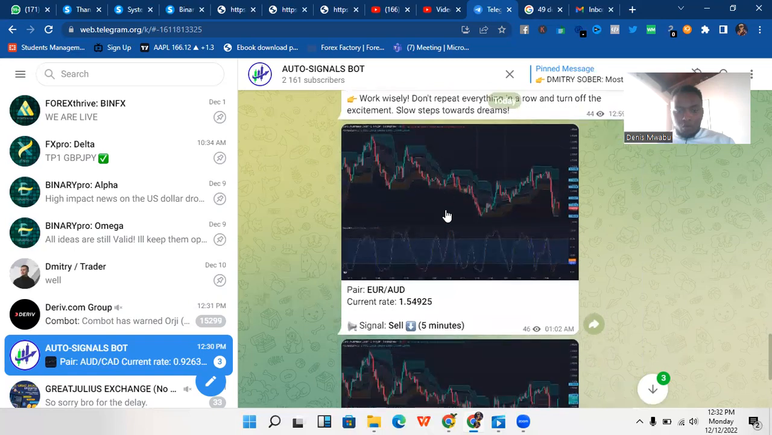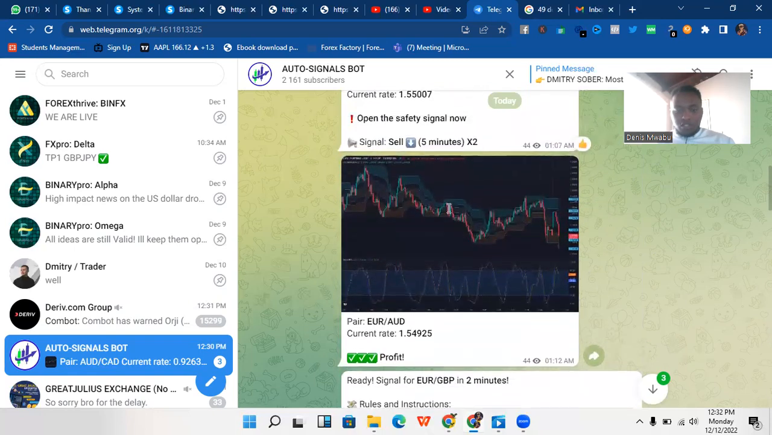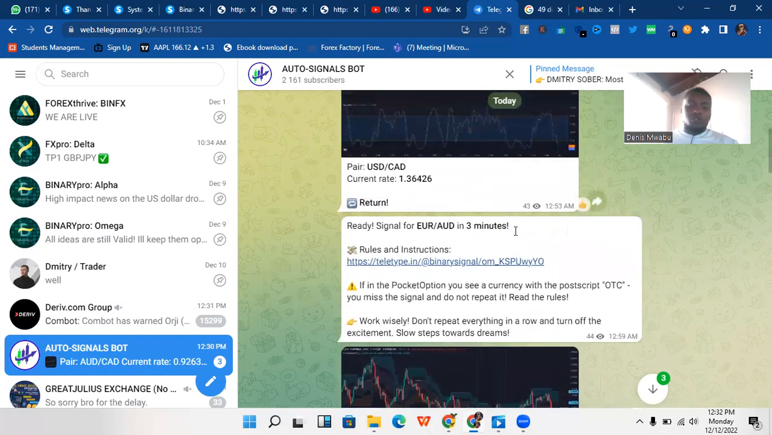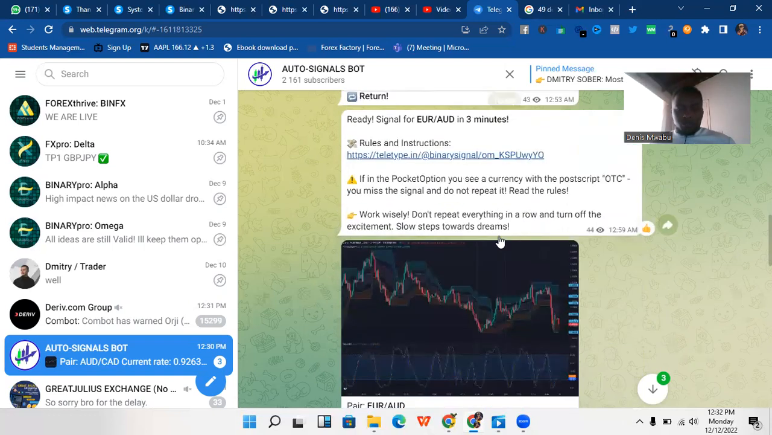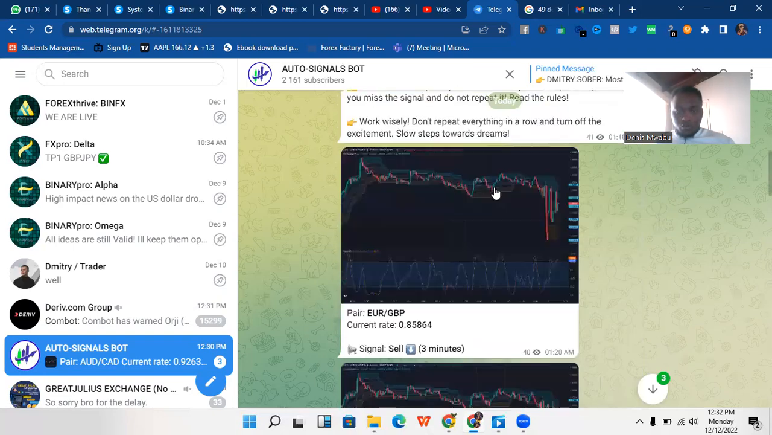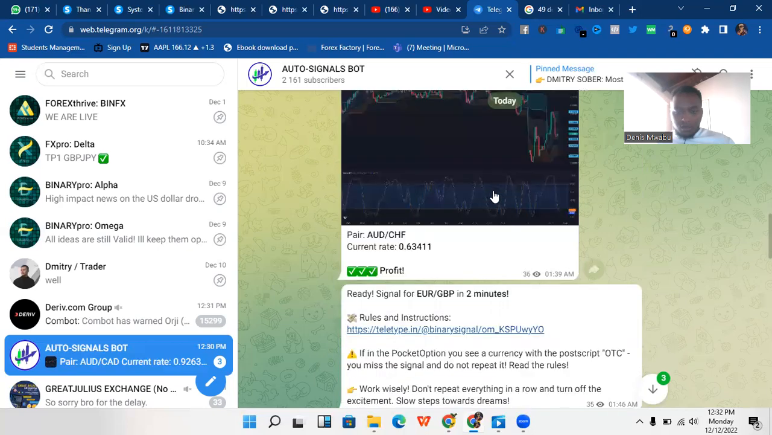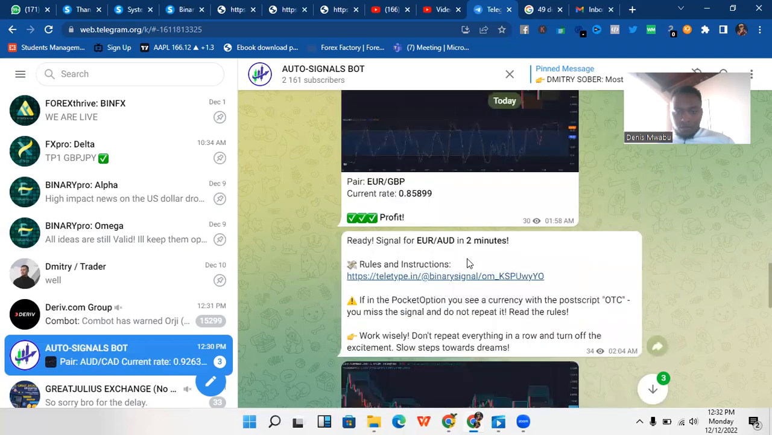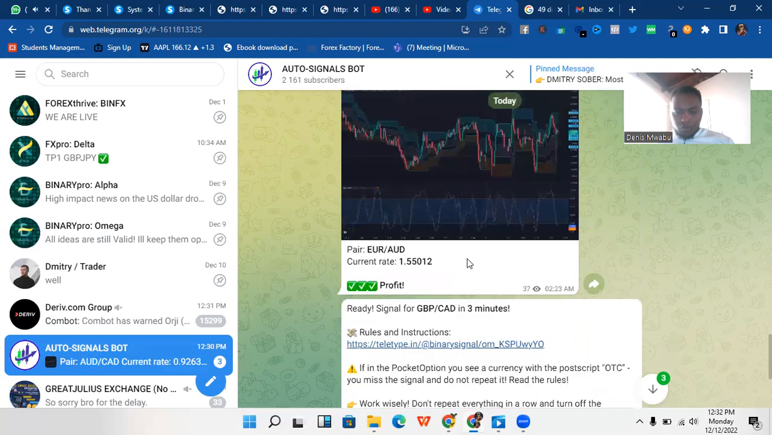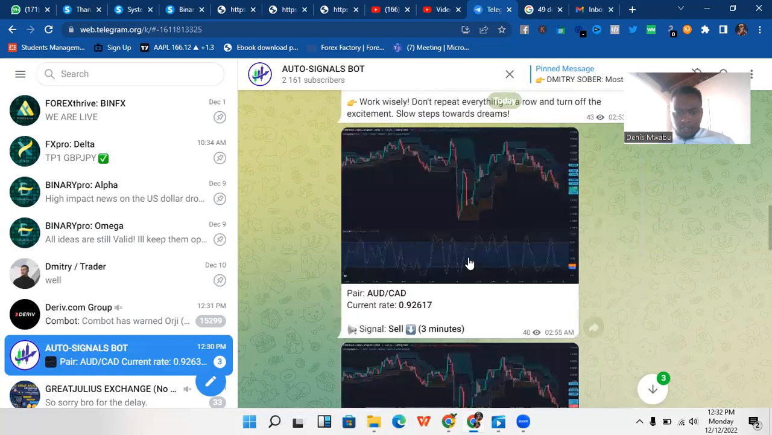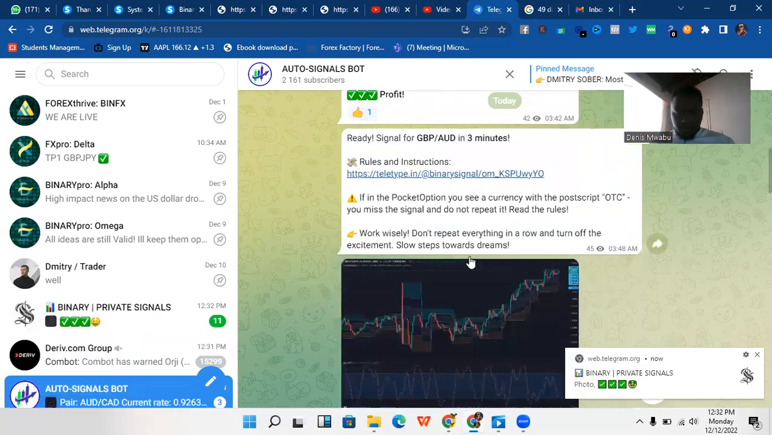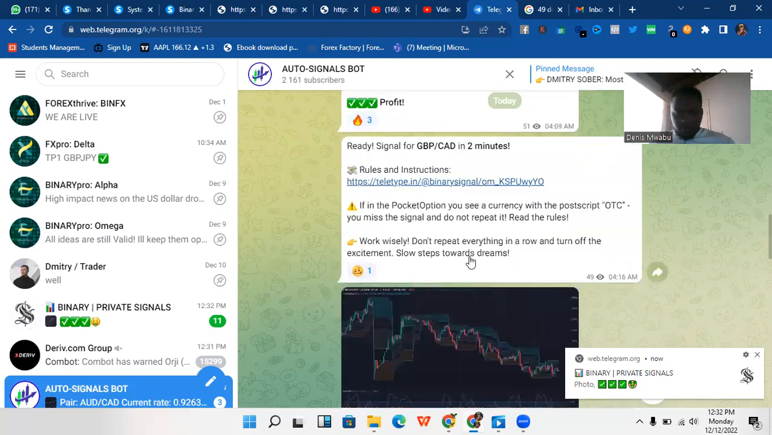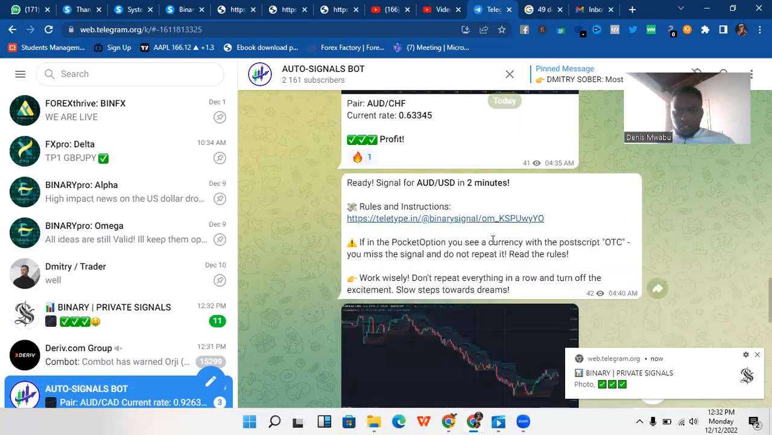I want to show you how this bot uses technical analysis. It uses a strategy. So this was the first trade that the bot took. Let's count how many trades it has taken, how many losses it has been able to gain, and how much profit it has been able to get. So this is the first trade. 1, 2, 3, 4, 5, 6, 7, 8, 9, 10, 11, 12, 13, 14, 15, 16, 17.